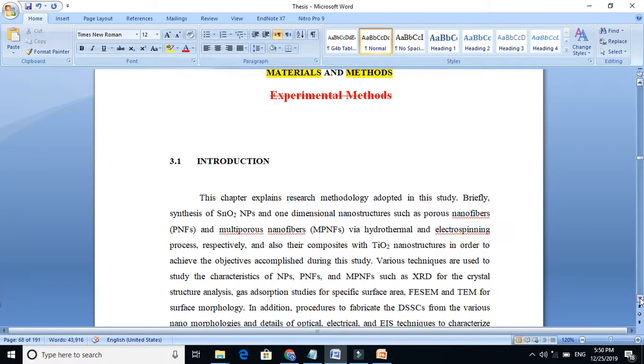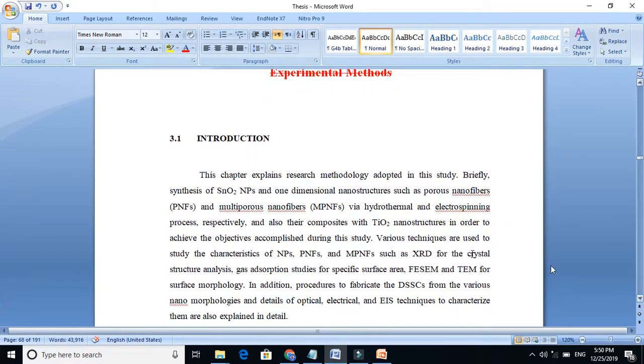Every chapter has an introduction. Look at my introduction, it's very nice. You must change the sentences in your thesis. Instead of "this chapter explains" or "this chapter elaborates", this is the best: "This chapter explains research methodologies adopted in this study." You see, I'm just telling the readers briefly.